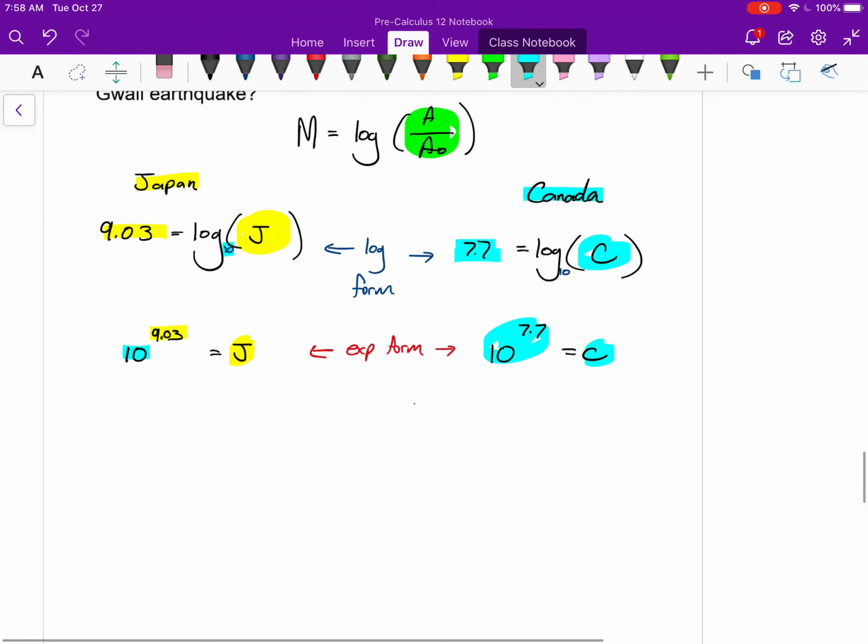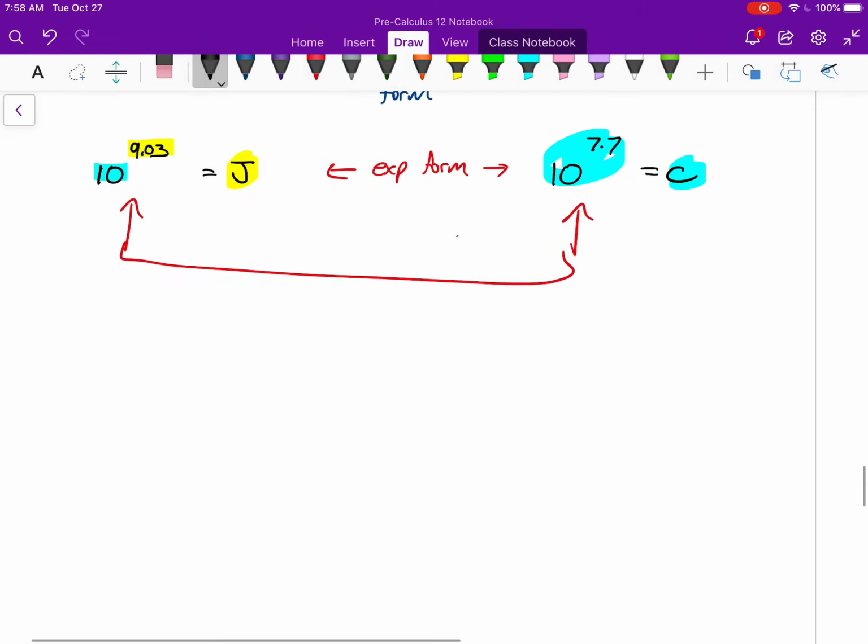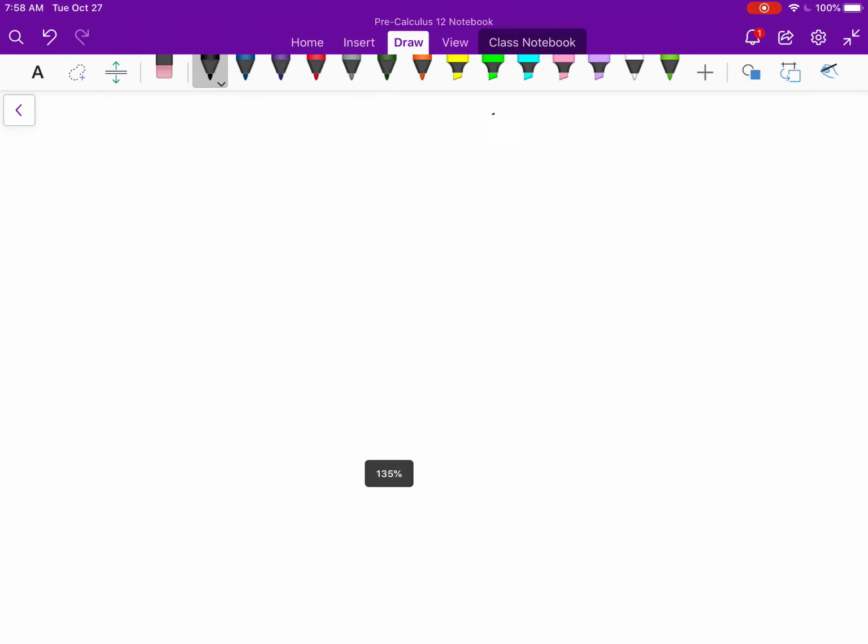And so now I can just take this value here, divide by this value here to tell me how much larger it was. That's what the question is asking, how many times more powerful. And so in the end, I just want to compare these and take my larger, which is 10 to the 9.03, and divide by the smaller, 10 to the power of 7.7. And that will tell me how many times more powerful the Japanese earthquake was. That's it. I could go to my calculator. 10 to the 9.03 is going to be in the billions.